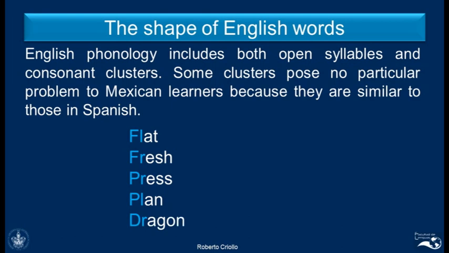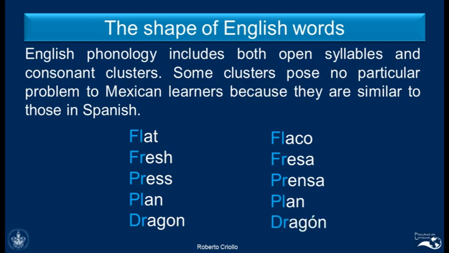Now we have here some clusters: full, fur, per, pull, and der. And there are some similar ones in Spanish, such as flaco, fresa, prensa, plan, and dragon. So we can see with these kinds of clusters, there are no problems because they are relatively easy for the learners to pronounce.